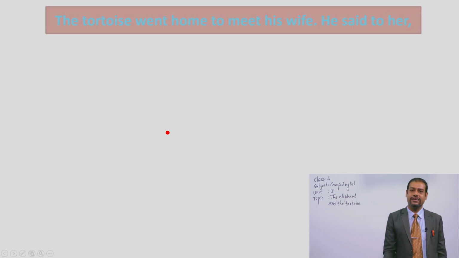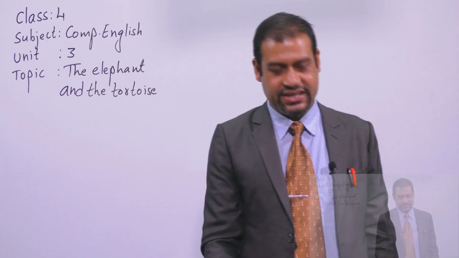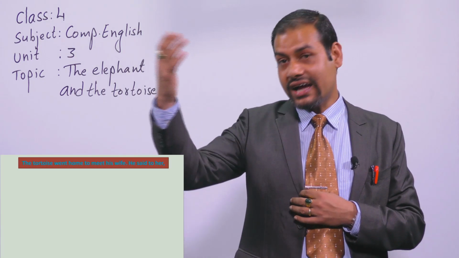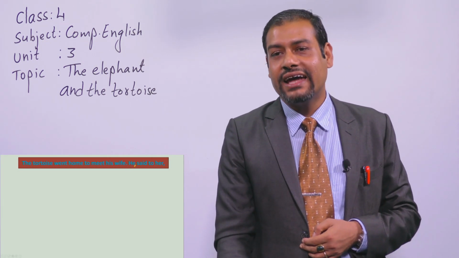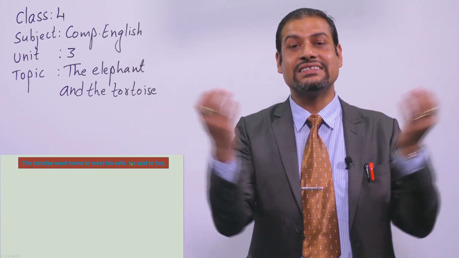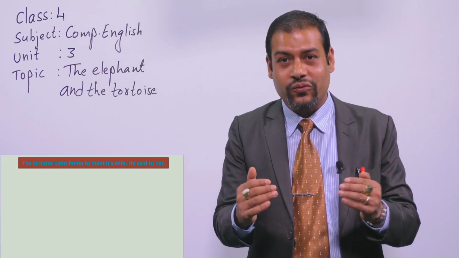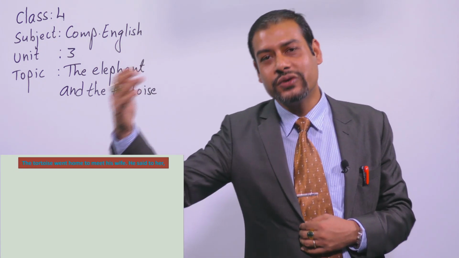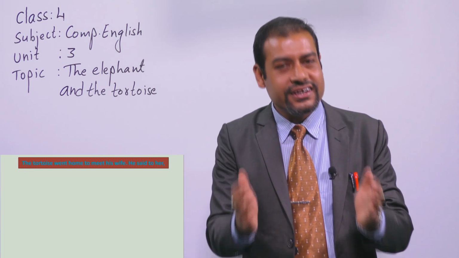Then, what happened? Can you guess? Please read it out. The tortoise went home to meet his wife. He said to her, dear students, now the tortoise was thinking of an idea. That's why it went to his house, where there was his wife, the tortoise wife, and he met his wife and then he shared his problem, what he had said to the elephant, okay. Now, my students, can you guess what the tortoise might tell his wife? Please guess. Yes, you are nearly correct, okay?